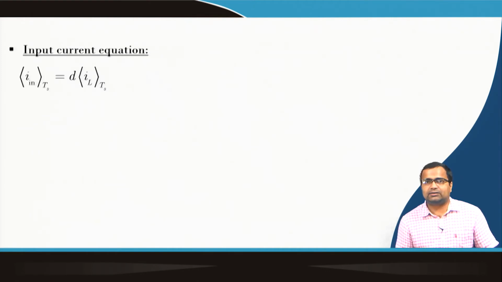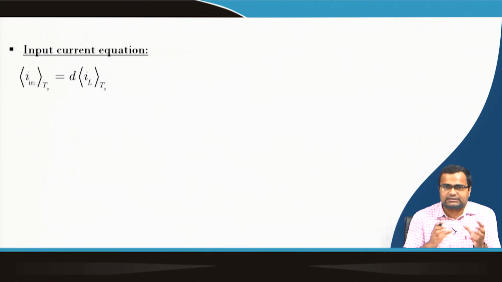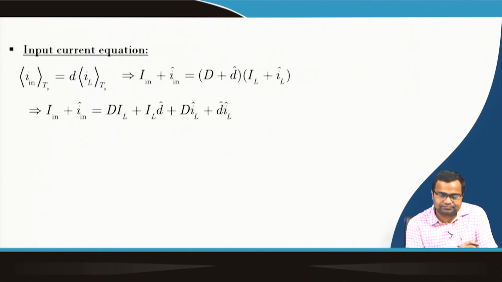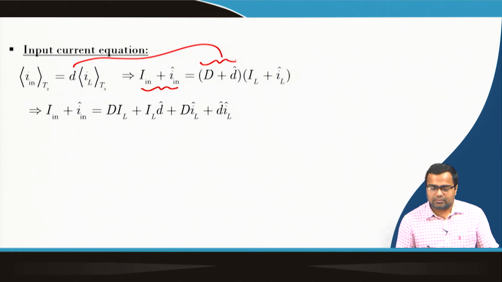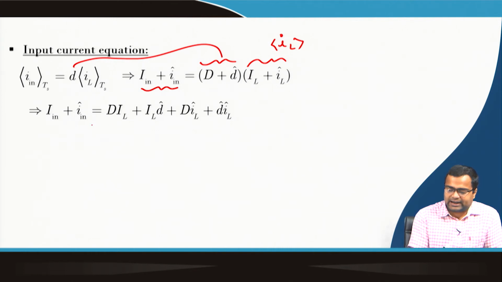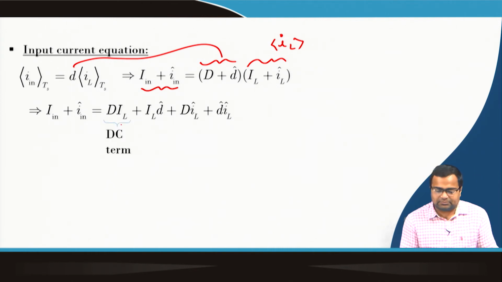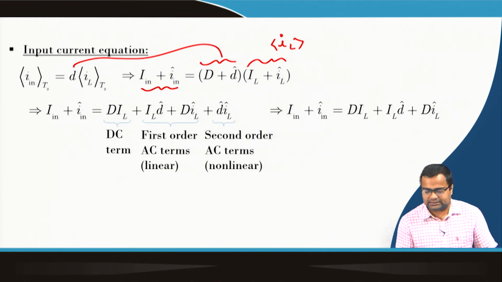Now, input current also you can write. We know what is the input current. The average input current is nothing but D into average inductor current. So, if we write down, the average quantity can be replaced by their steady state quantity plus perturbed quantity, and this D can be written as this term, and the average inductor current here is nothing but IL average. Now, if you expand, so we can get, and you will find this is a DC term, this is a first order AC term, and this is a nonlinear AC term, which we have to ignore.